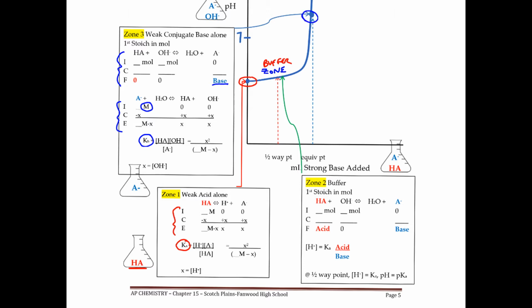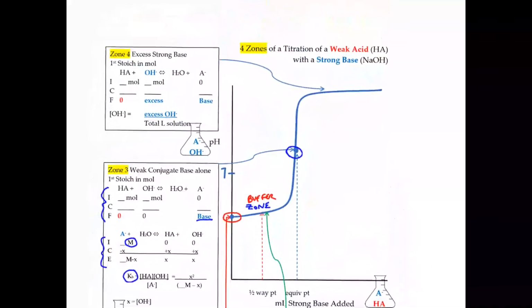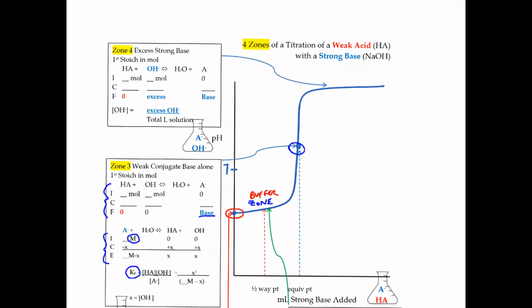Then, past the equivalence point, you're in zone 4. So when you did your stoichiomoles one more time, you're always going to have leftovers of the OH minus, which is a strong base. So therefore, when you have a strong and a weak, you only care about the strong, and you just do molarity equals moles over liters, and that's the total volume. So even though you have both the weak and the strong, you're just going to care about the strong.